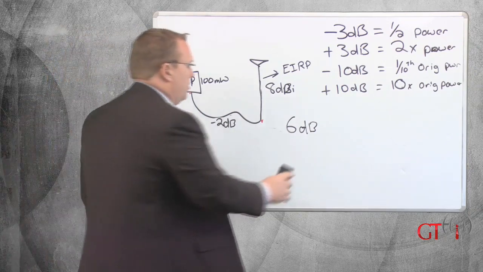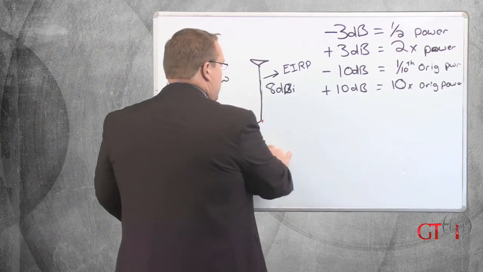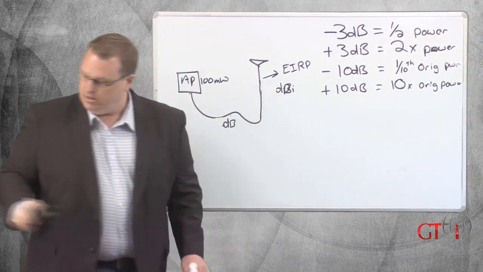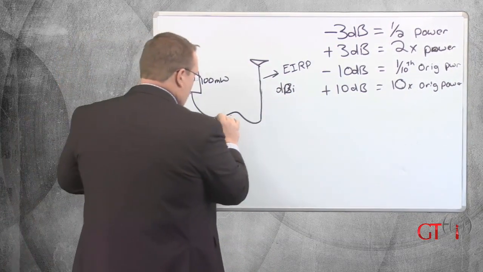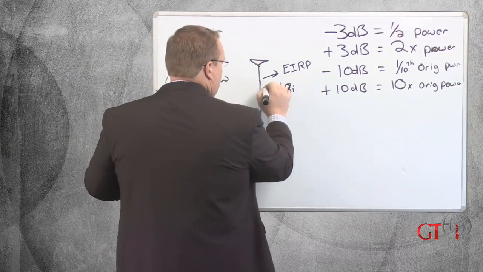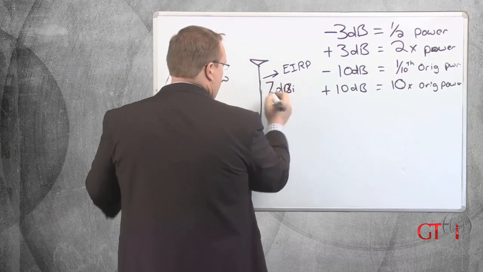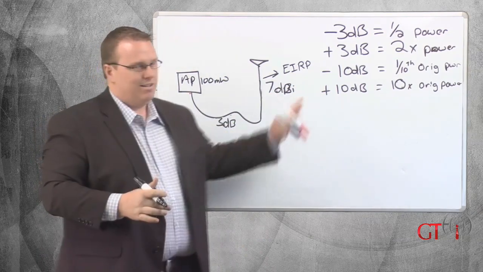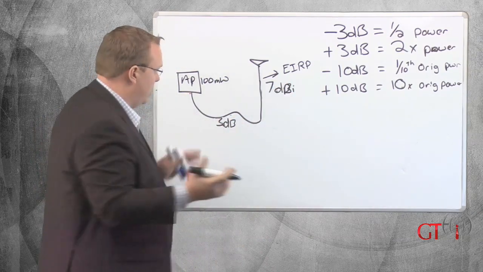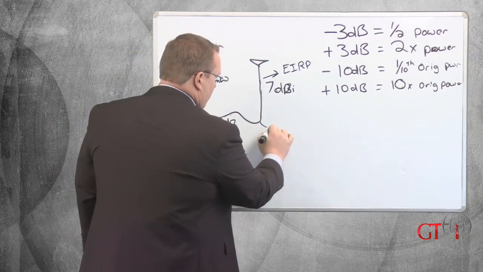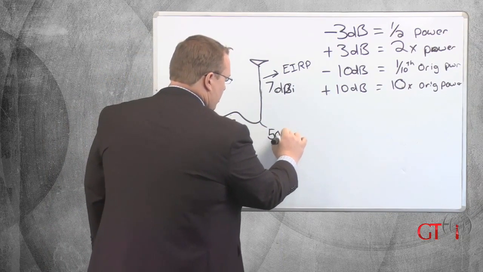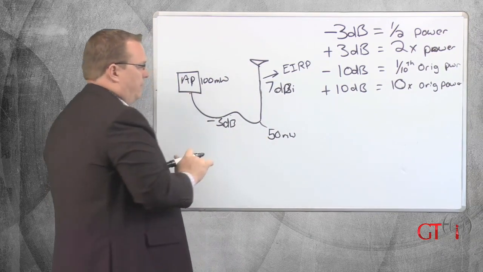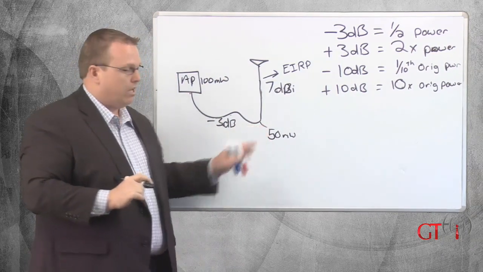One thing I have found is that students can get scared when the numbers look different. What if it was 3 and 7? Well, 3 decibels, 7 minus 3 is 4. That doesn't feel like it helps us, and it doesn't in this case. So I'm sitting here at 50 milliwatts, right? 100 encounters a 3 decibel loss. I have a 50 milliwatt intentional radiator.